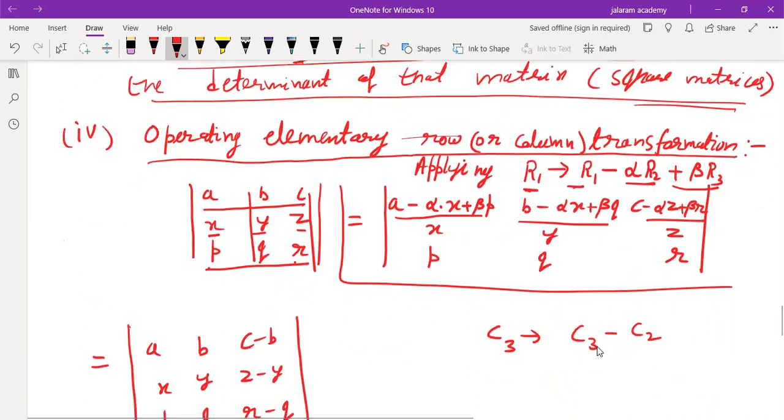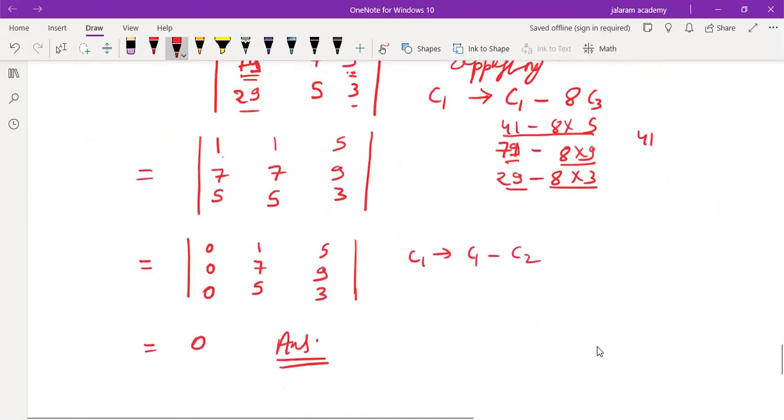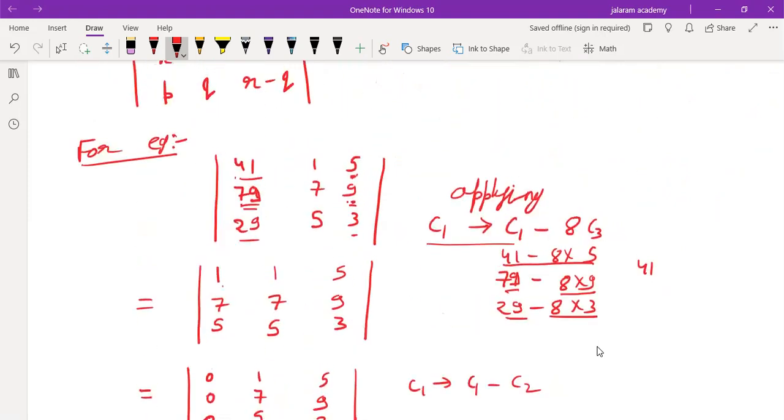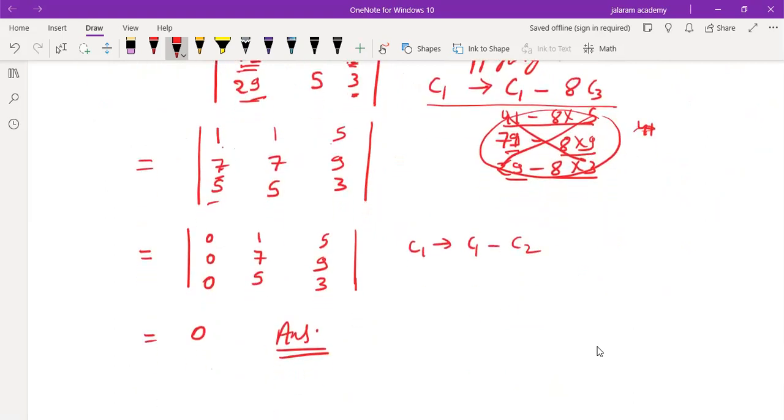Again, operating elementary row or column like this, we have discussed R1 minus alpha R2 plus beta R3, and its example is if we have operated C1 as C1 minus 8C3. This is not necessary to write, I have given it to you for simplification. So 41 minus 5 into 8, 40, 41 minus 40; 79 minus 5 into 9 into 8 is 72, it is 7; 29 minus 3 into 8 is 24, it is 5. One more property we have seen that if two rows or two columns of a determinant are identical, the value of the determinant will be 0. This is for the same reason that if we subtract one from the other, it will give 0 only.